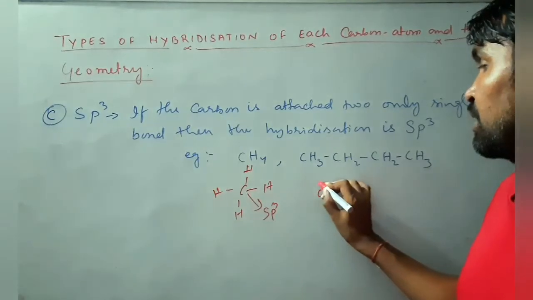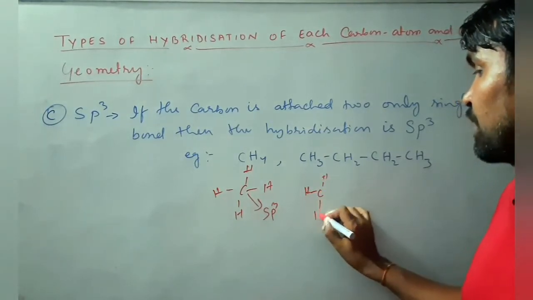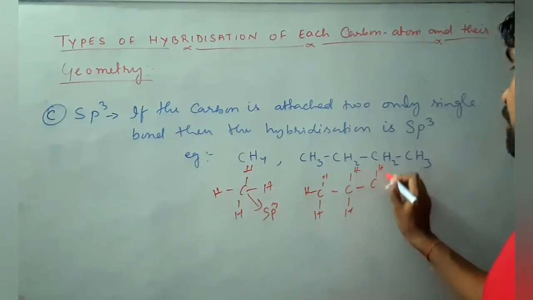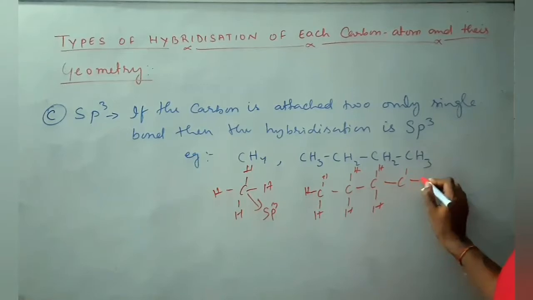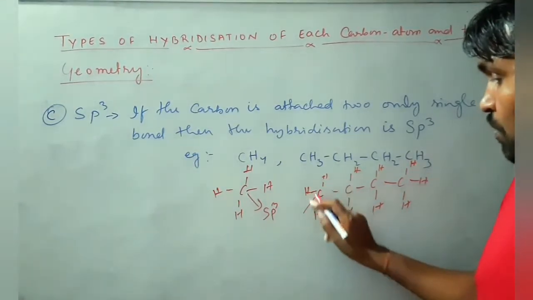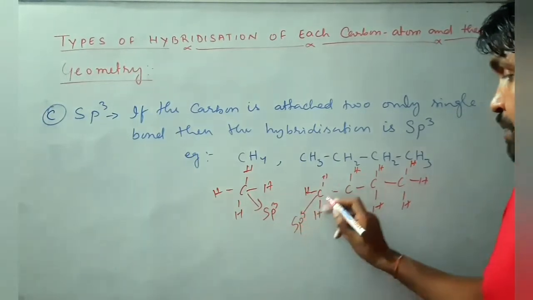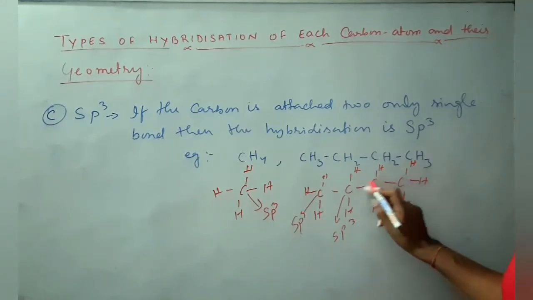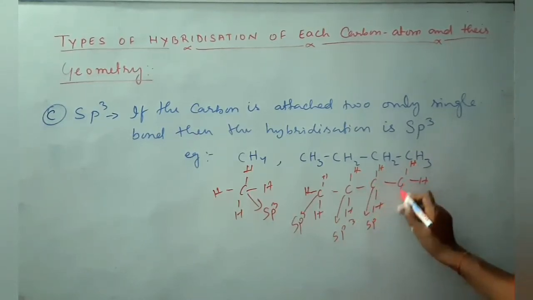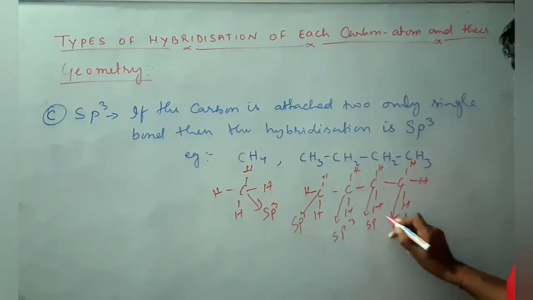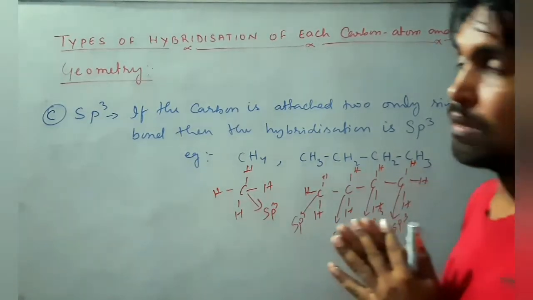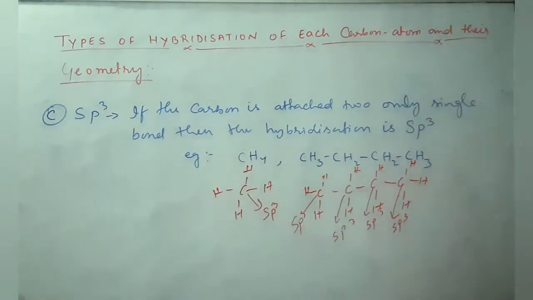Here also you see H, H, H; here H2, so H, H; here also H2, so H, H; here H3, so H, H, and H. See, this carbon is also attached with all four bonds single, so the hybridization is sp3. This carbon also has all single bonds, so sp3. This carbon also is attached to only single bonds, so sp3. This one also has all single bonds, so sp3. So if the carbon atom is attached only to single bonds, all four bonds being single, then the hybridization is sp3.